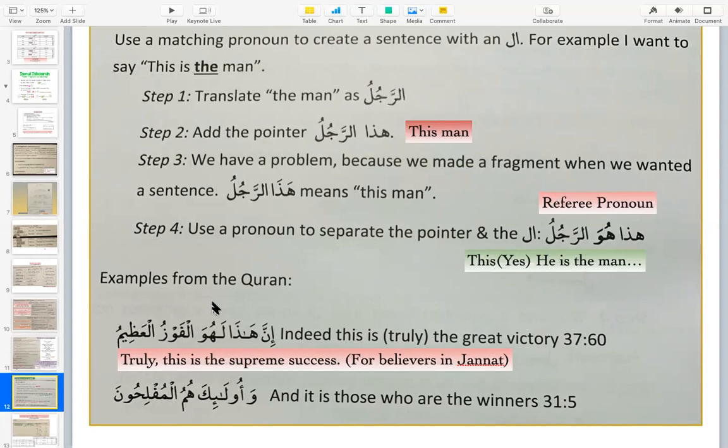So these are the words of Allah subhanahu wa ta'ala. Allah is saying that, yes, this is the supreme success. Now, wa ulaika humul muflihun. Again, ulaika, since there is ulaika, that's why the hum came. We need to bring our plural pronoun over there. Wa ulaika humul muflihun: and it is those who are the winners. So Allah subhanahu wa ta'ala is talking about some people. They are the real successful ones. They are the winners. This is surah number 31, ayah number 5.